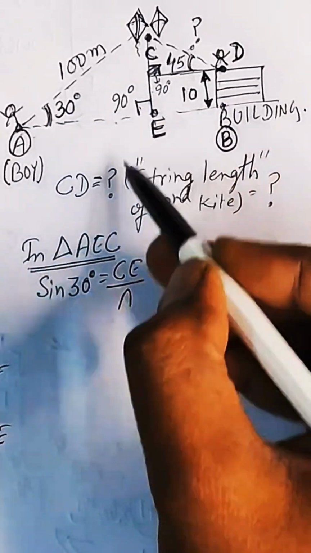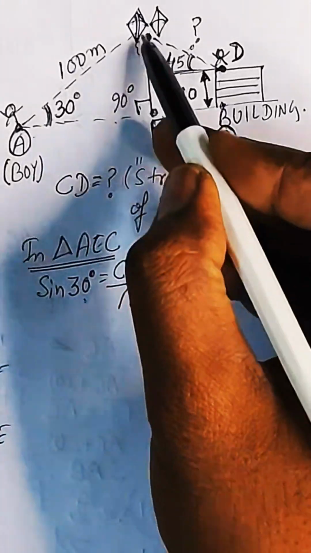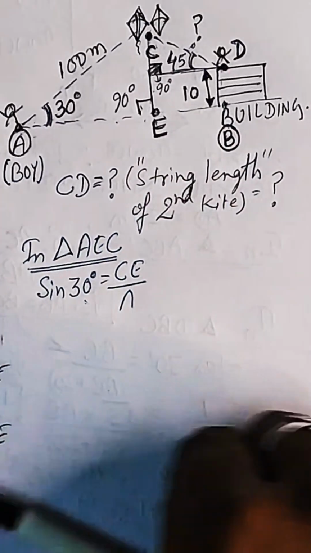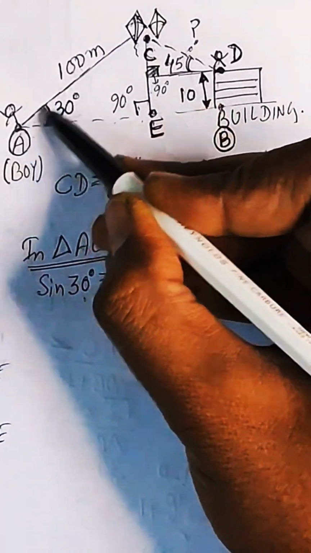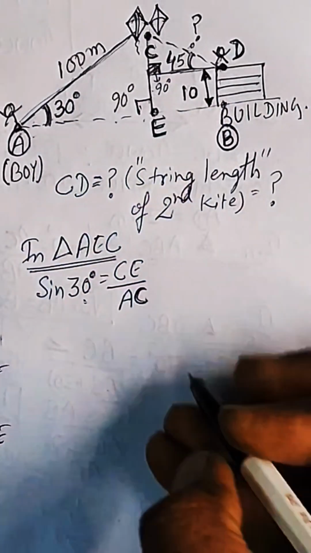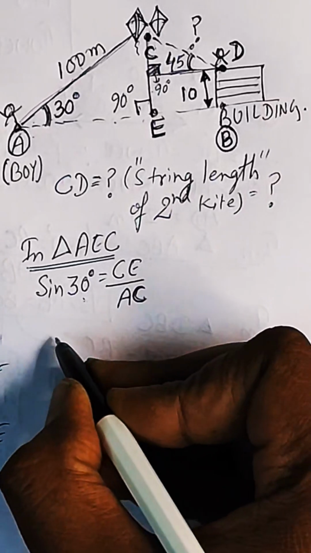No, this will be tan. We are taking sine. Sine is perpendicular by hypotenuse. So it will be CE divided by AC. And what is AC? AC is this one, which is equal to 100. So, my dear friends, this will give you sine 30 degree.